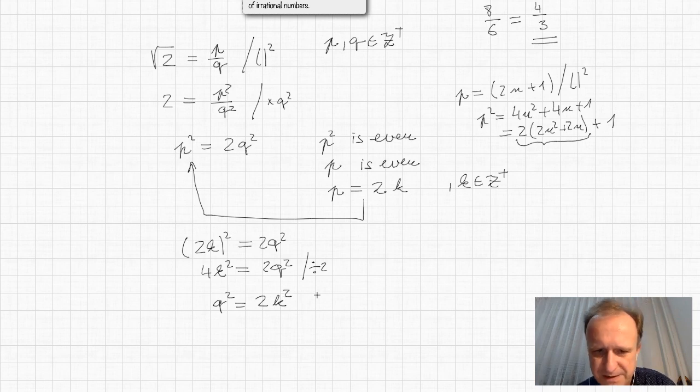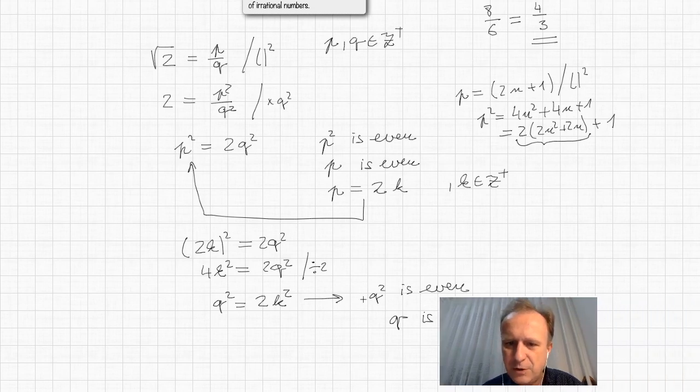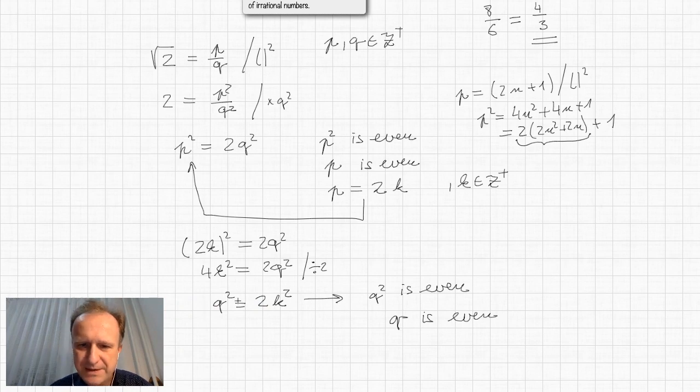Well, what does it tell us? It tells us that q squared is even. Again, using the same logic as before for p squared, q squared is even. But if q squared is even, then it means that q itself is even, okay? The reason for that is, if it was not even, then q squared would also be not even, using the proof outlined here. So q must be even also. Therefore, q can be written in the form 2 times l, where l is a positive integer, okay?